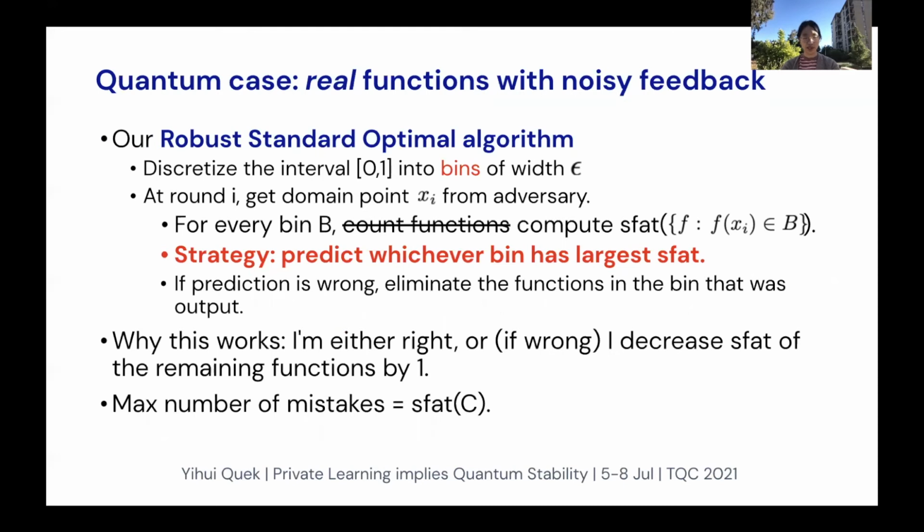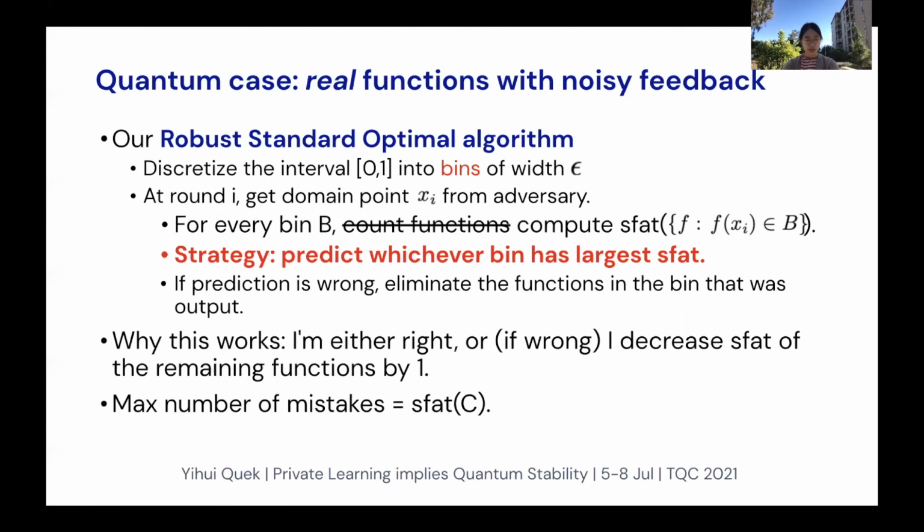And again, at round I, the learner gets domain point xi from the adversary. And instead of just simply counting the number of functions that map to each bin, the learner computes the sequential fat shattering dimension of the functions that map to each bin. And the learner strategy is to predict whichever bin has the largest sequential fat shattering dimension. If the learner's prediction is wrong, again, we can just then eliminate the functions in the bin that was output.